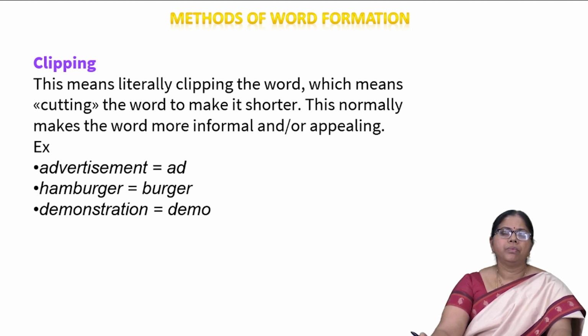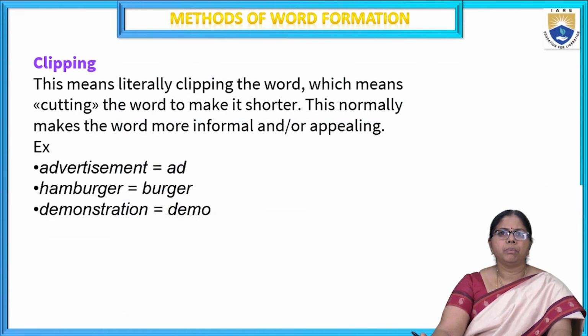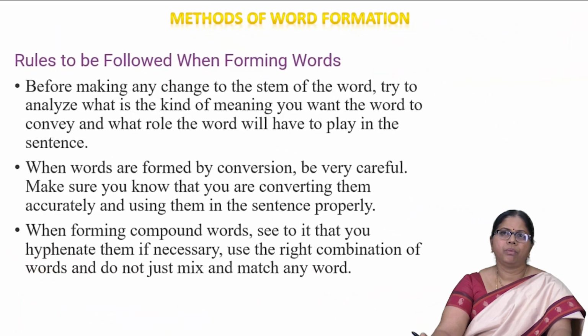So these are the different methods of how words are formed in the English language: neologism, compounding, clipping, blending, and deriving. All these are different methods by which new words come into existence. Next, let us discuss the rules to be followed when forming words. What rules do we have to take care of when new words are formed?